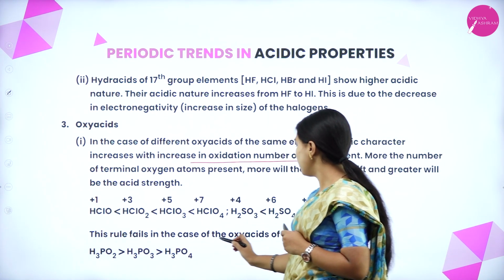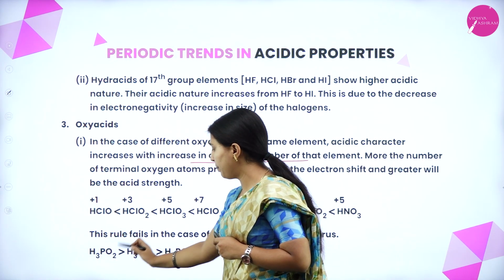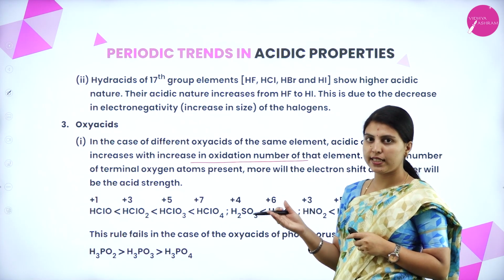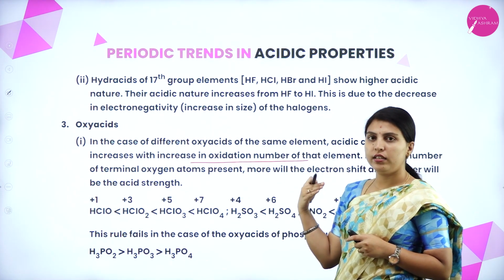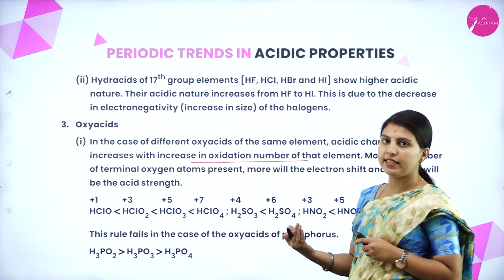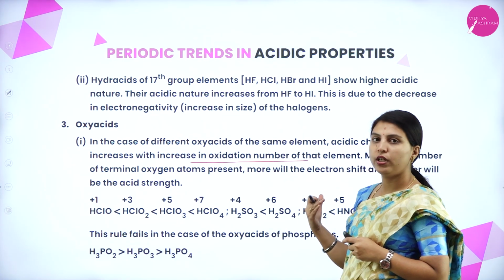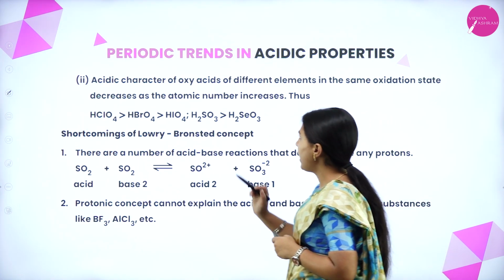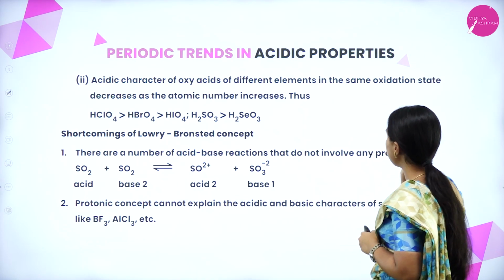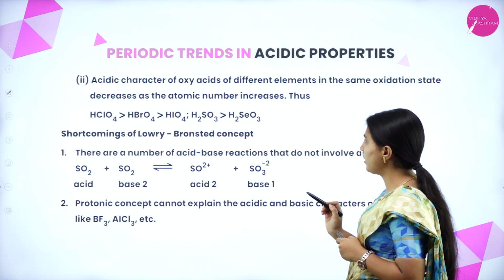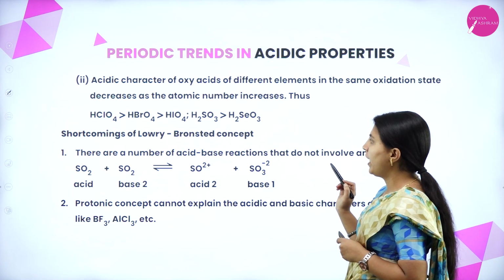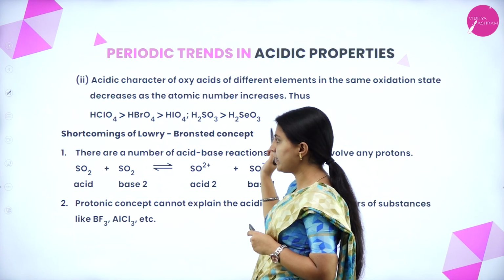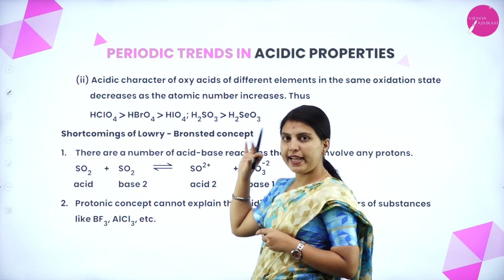This rule fails in the case of the oxy acids of phosphorus, H3PO2, H3PO3 and H3PO4. The rule that an increase in oxidation number increases acidity is not accepted here, where it fails. Acidic character of oxy acids of different elements in the same oxidation state decreases as the atomic number increases. Thus HClO4, HBrO4, HIO4, H2SO4, H2SeO3 are all examples.